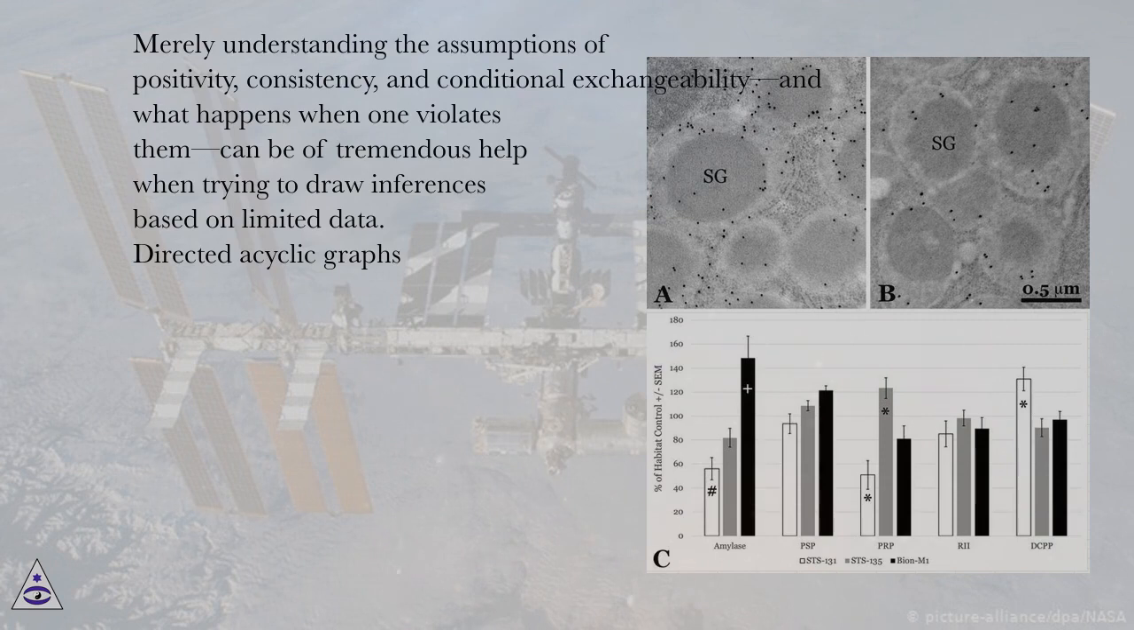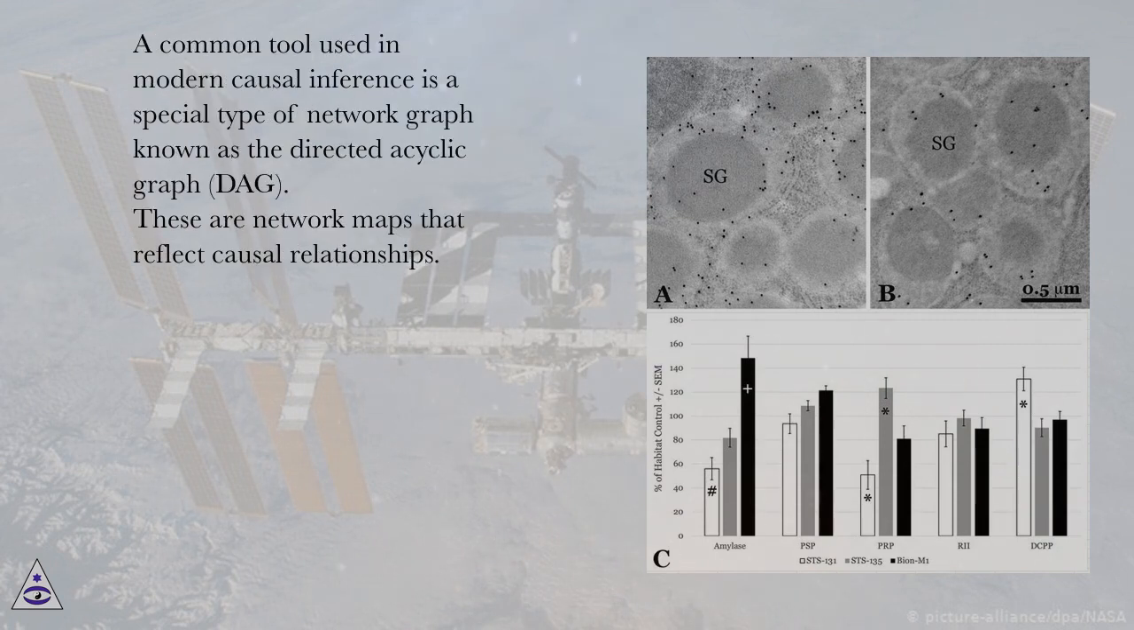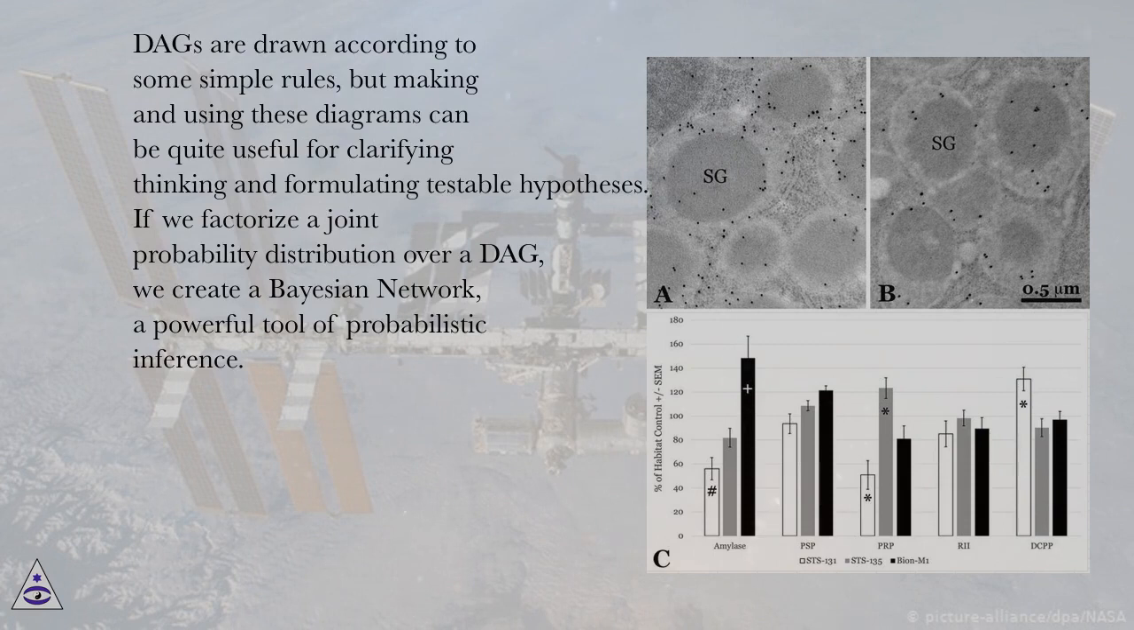Directed acyclic graphs. A common tool used in modern causal inference is a special type of network graph known as the directed acyclic graph, DAG. These are network maps that reflect causal relationships. DAGs are drawn according to some simple rules, but making and using these diagrams can be quite useful for clarifying thinking and formulating testable hypotheses.